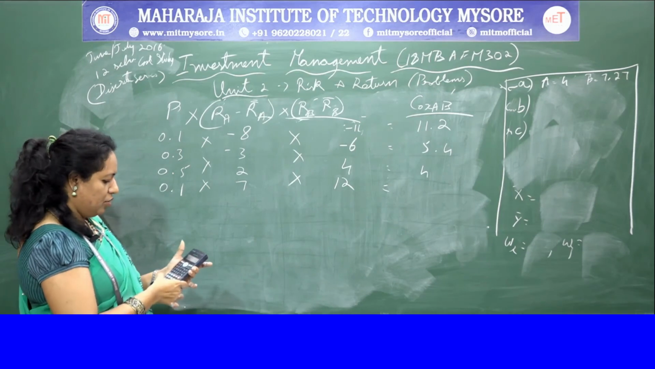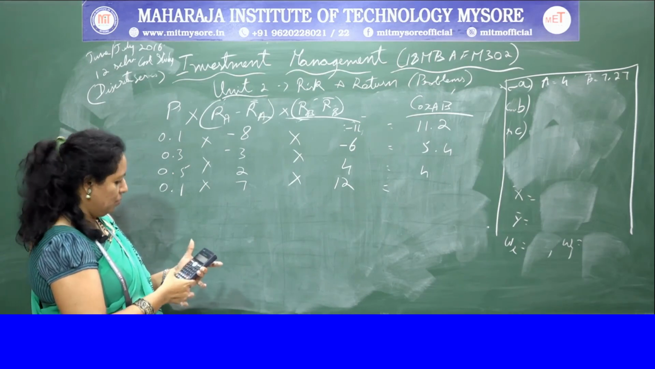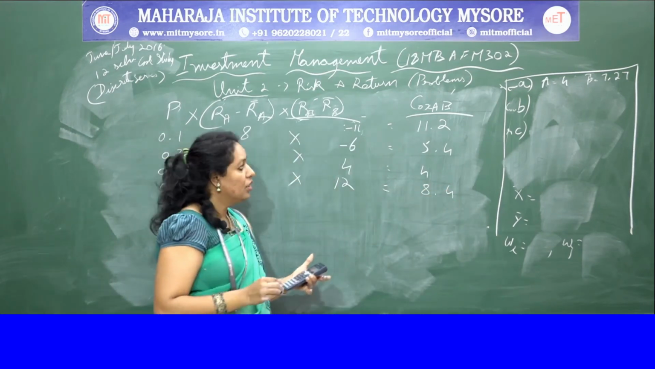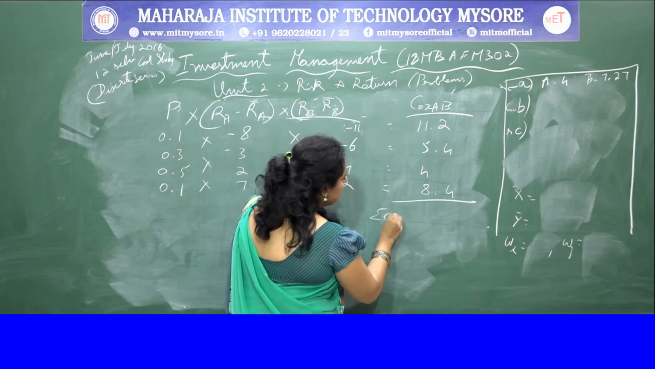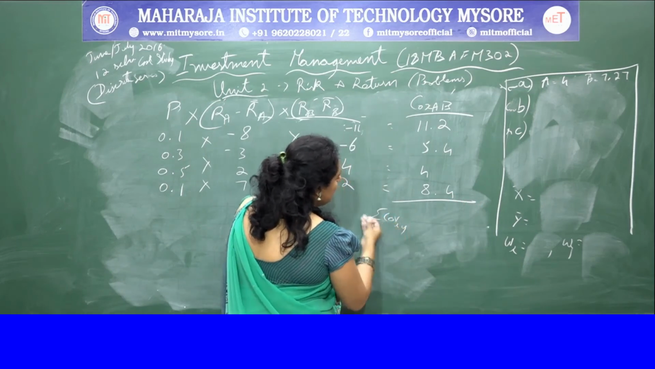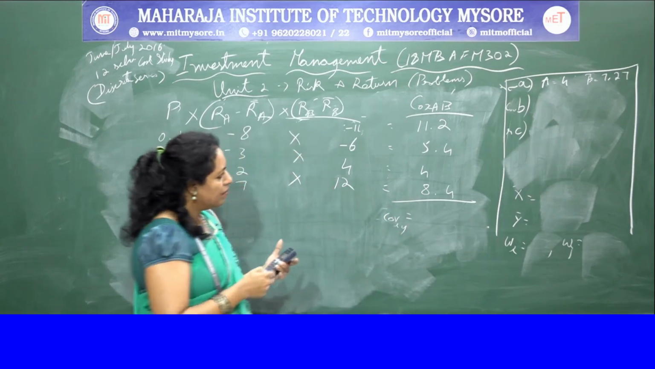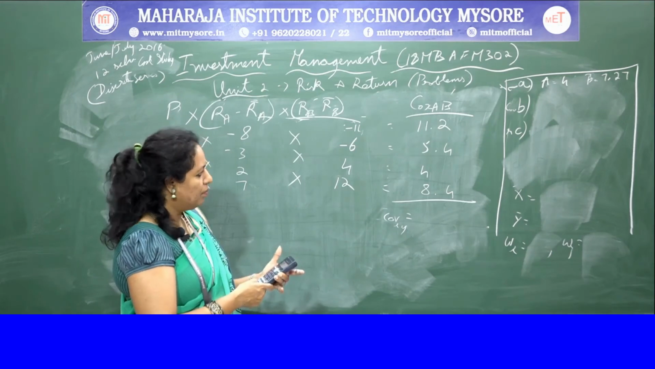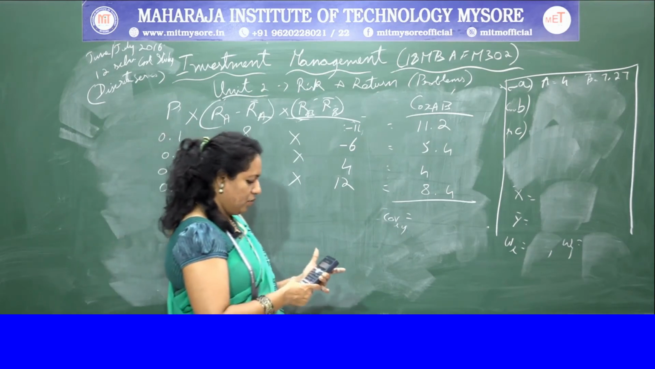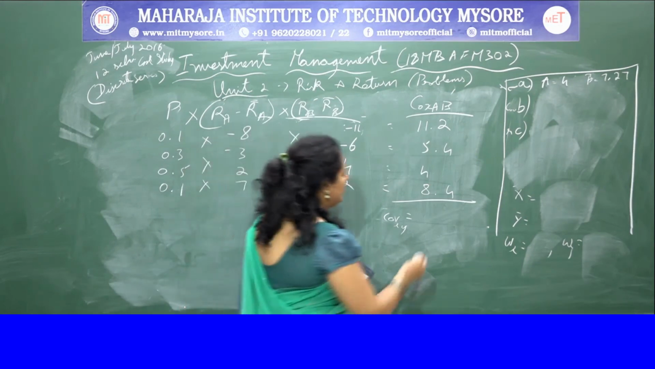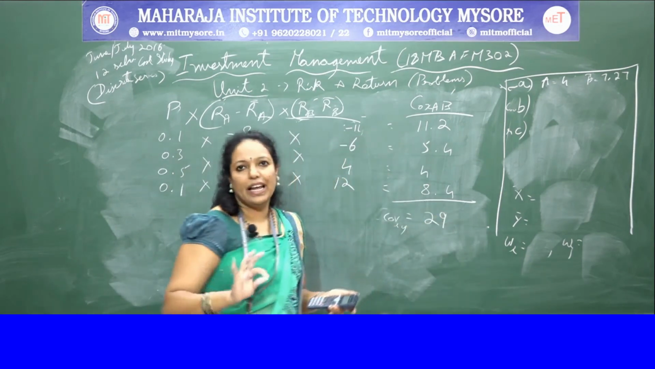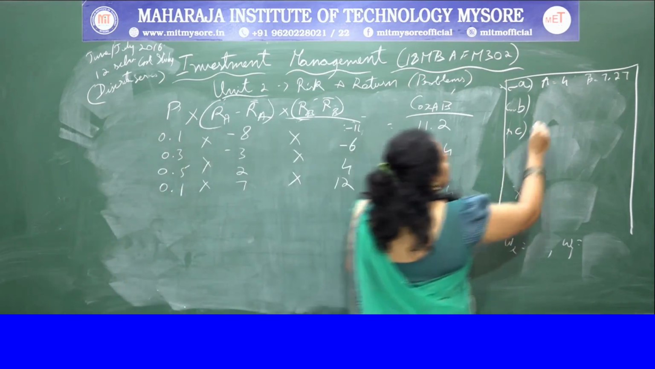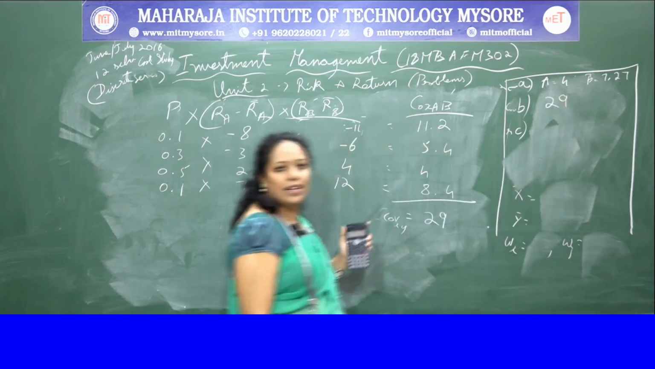Okay, the last one, 0.1 into 7 into 12, you get 8.4. So you are going to add these to get sigma covariance xy. You have to do the sigma of this. Sigma of that is 11.2 plus 5.4 plus 4 plus 8.4. You get 29. So here there is no need of doing n minus 1, because this is a discrete series problem. 29 itself is the covariance.